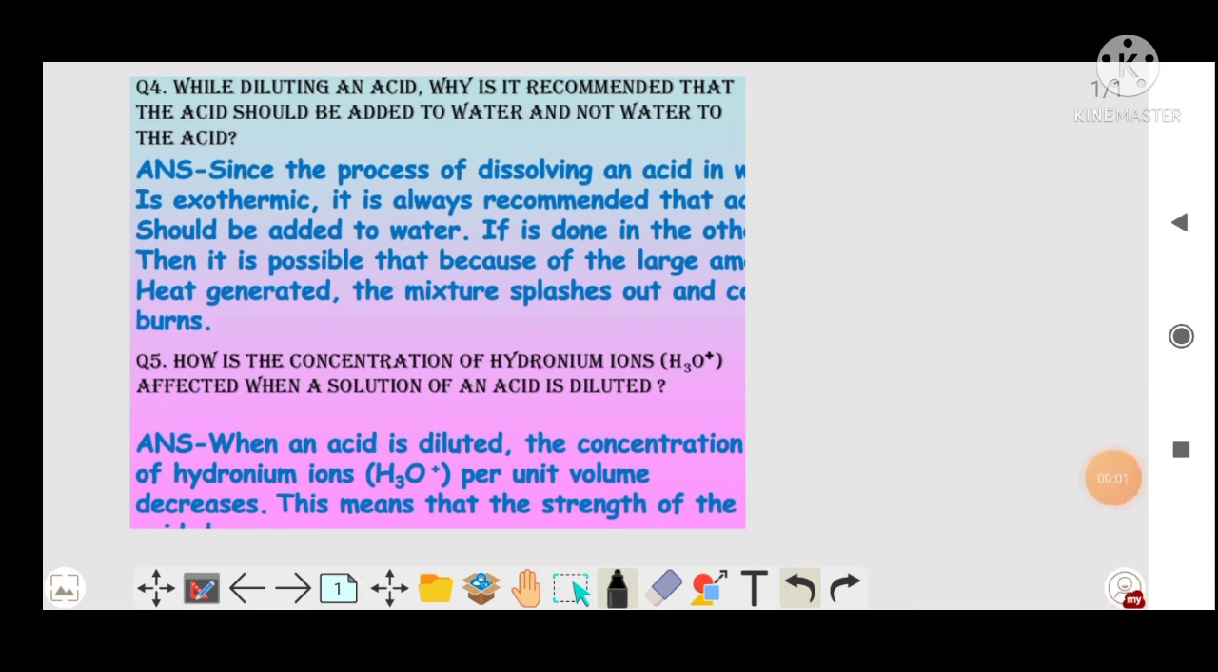How is the concentration of hydronium ions affected when a solution of an acid is diluted? When an acid is diluted, the concentration of hydronium ions per unit volume decreases. This means the strength of the acid is decreased.